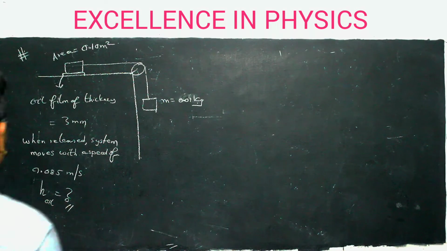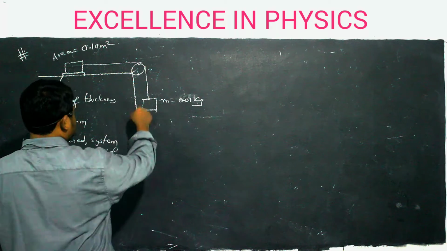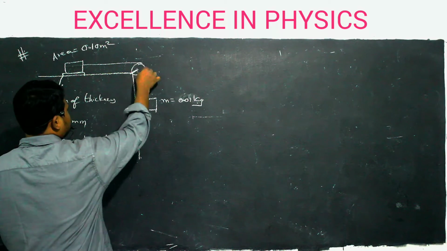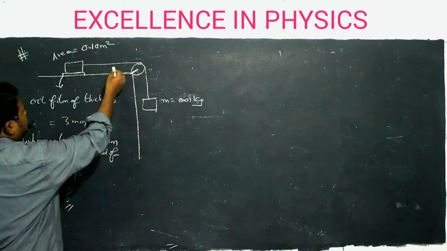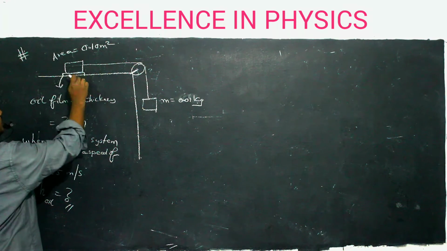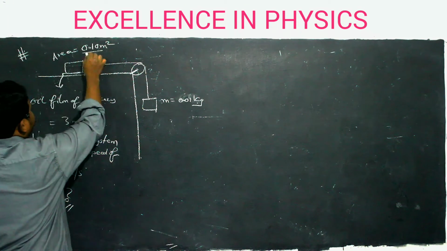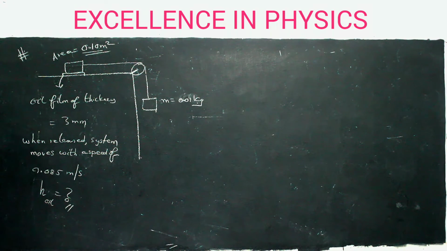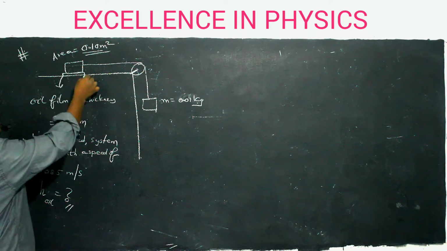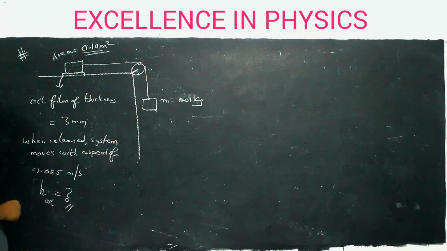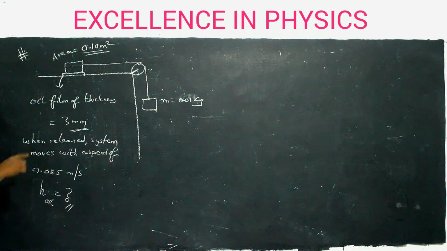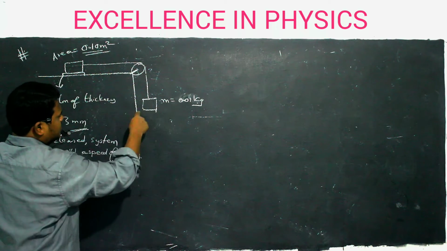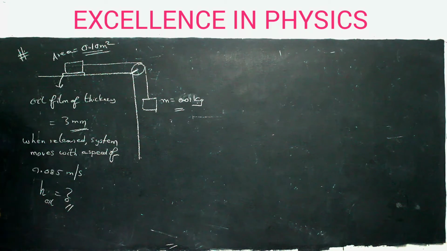So this is a table to which we are fixing a fixed pulley here. Understand? And one end of the string is connected to a plate or any mass whose base area is 0.10 meter square. That is the area of the plate. And below that plate, there is a film of oil, whose thickness is 3 millimeter. And other end of the string is connected to a mass of 0.01 kg.